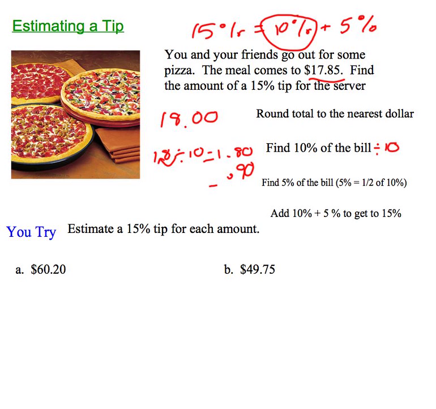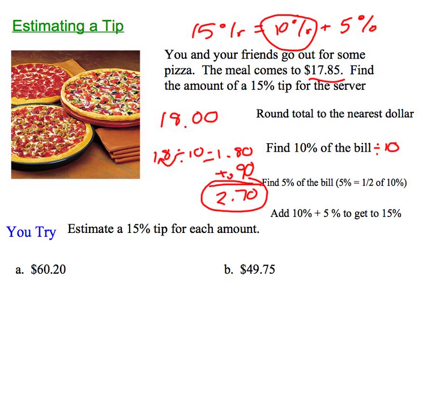We put that all together. So this is our 10%. Here's our 5%. Put it all together to $2.70. We just add them all together. That is our 15%.